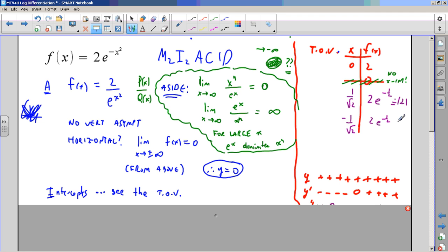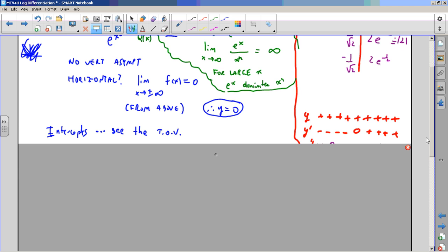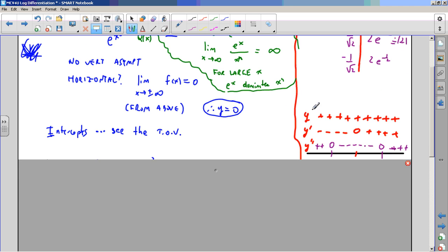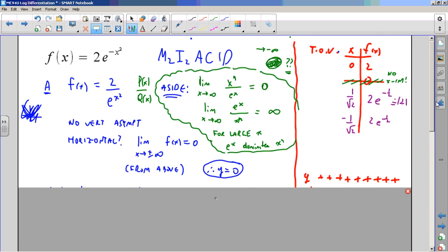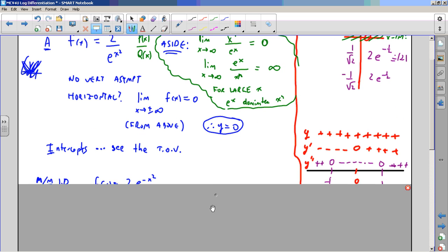Notice this purple stuff comes later, and so does the sign chart. Actually, the first level in our sign chart, if I think about it, this function here, because the bottom's always positive, e to the exponent x squared is always positive, this function is always positive. So this graph is going to live above the x-axis.